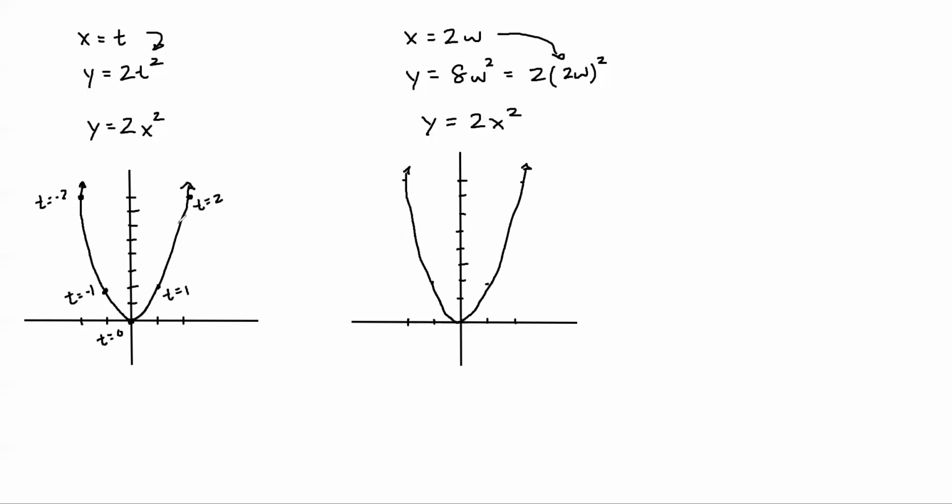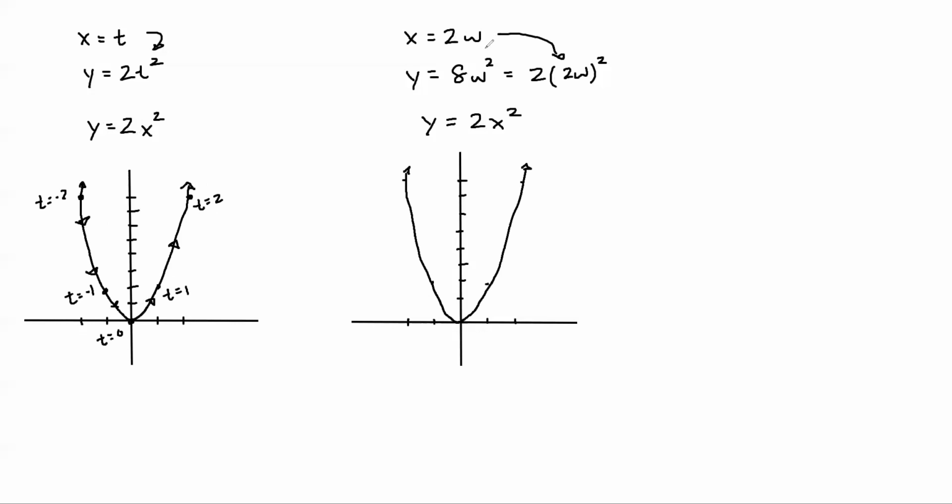So the parameter is still there. Just because you eliminated it does not mean that the parameter does not still exist and does not affect the graph. You get a directionality to parametric equations, which is different than just graphing y equals 2x squared by plotting points.